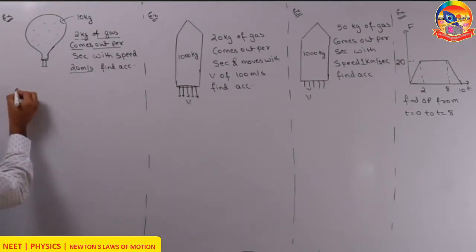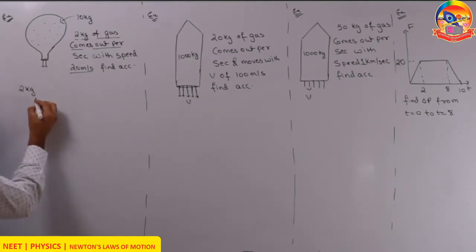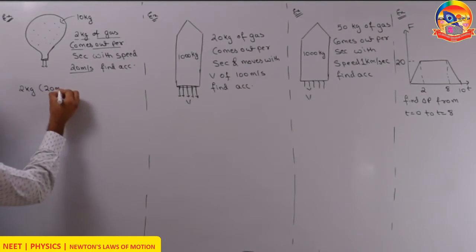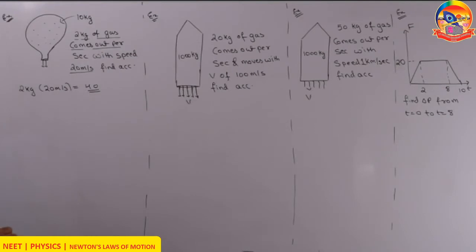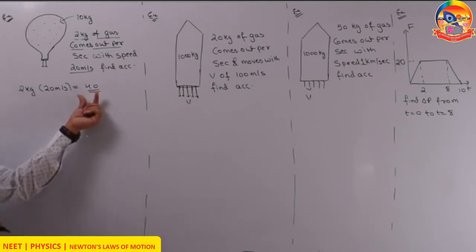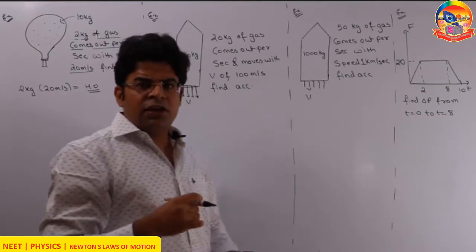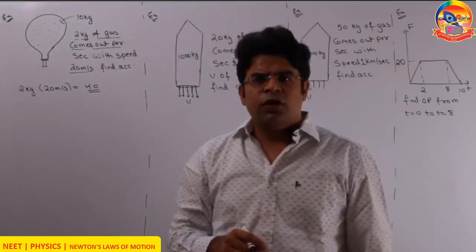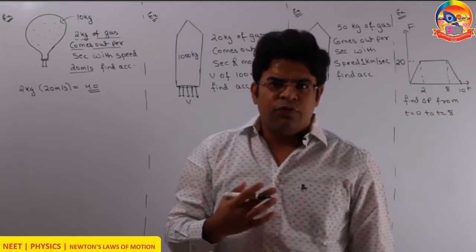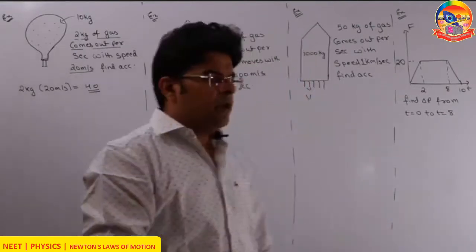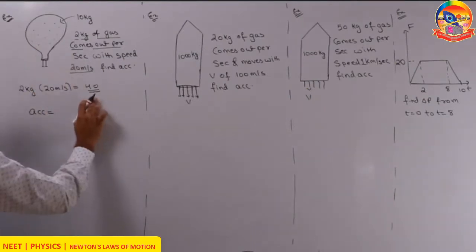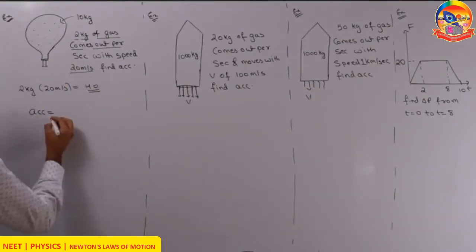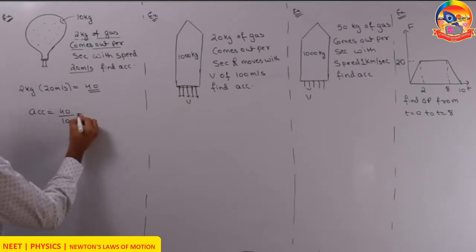So beta, in 1 second, how much mass comes out? 2 kg. And with how much speed? 20 meter per second. So the momentum with which the gas comes out is 40. And this much momentum comes out every second. So every 1 second, the momentum given to gas is 40. So the force on the gas has to be 40. If the force by the balloon on gas is 40, then the force by gas on balloon is 40. So the acceleration has to be 40 by 10, that is 4 meter per second square.